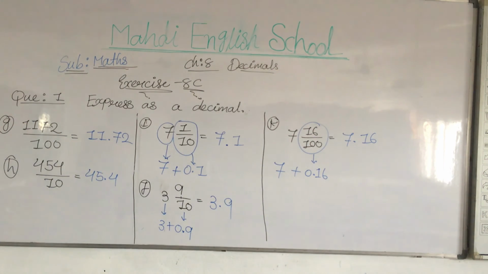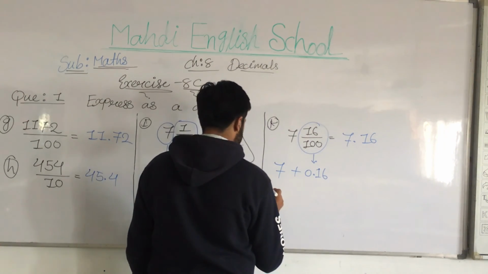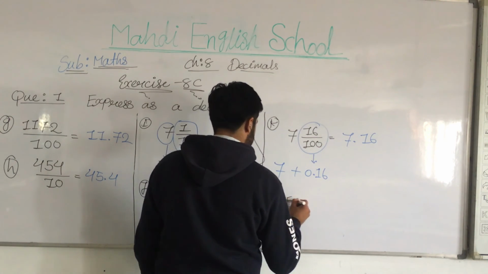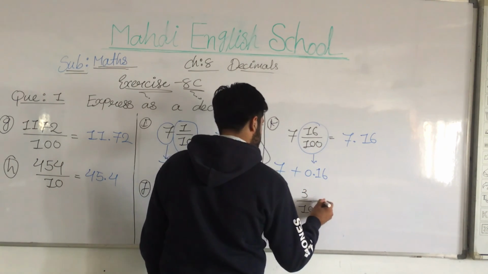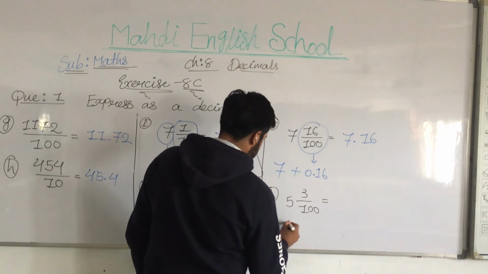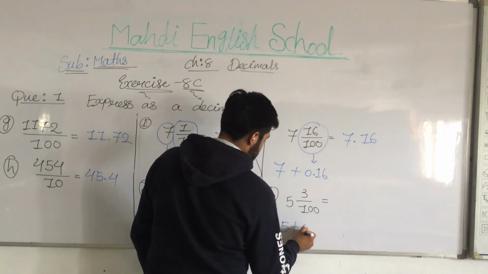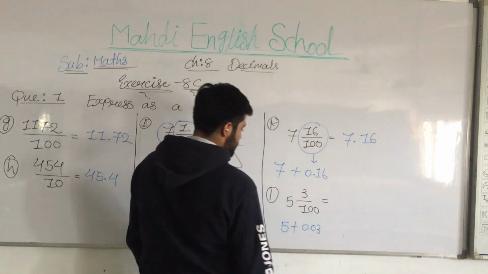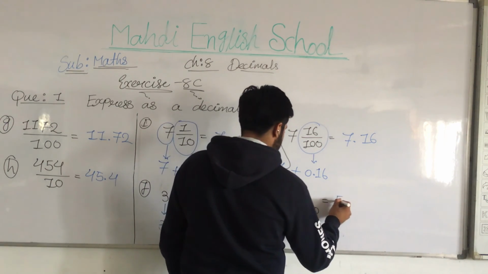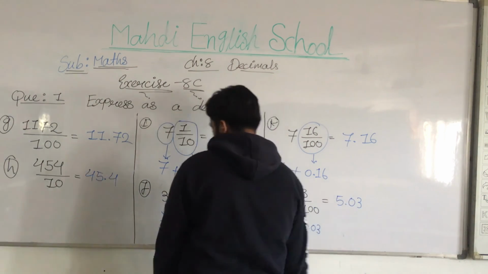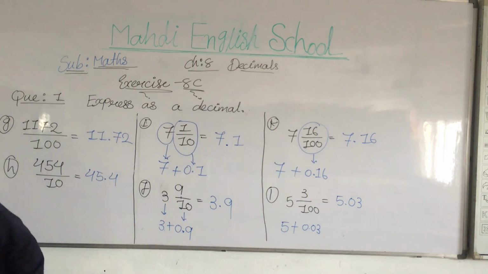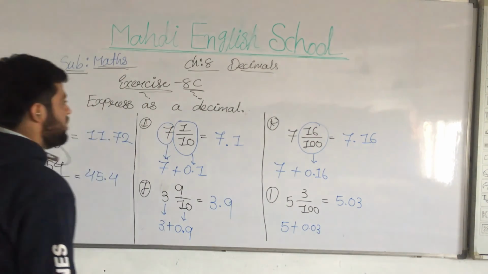Now note down all these sums and the last sum. Try it on your own and then I will teach you. The last sum is what, my dear students? L. 5 and 3 upon 100. Okay, so what is 5? 5 as it is and 3 upon 100. It is 0.03. So how do we write, my dear students? 5.03. We are going to write it like that. Understood, my dear students? Okay, I hope you all understood.